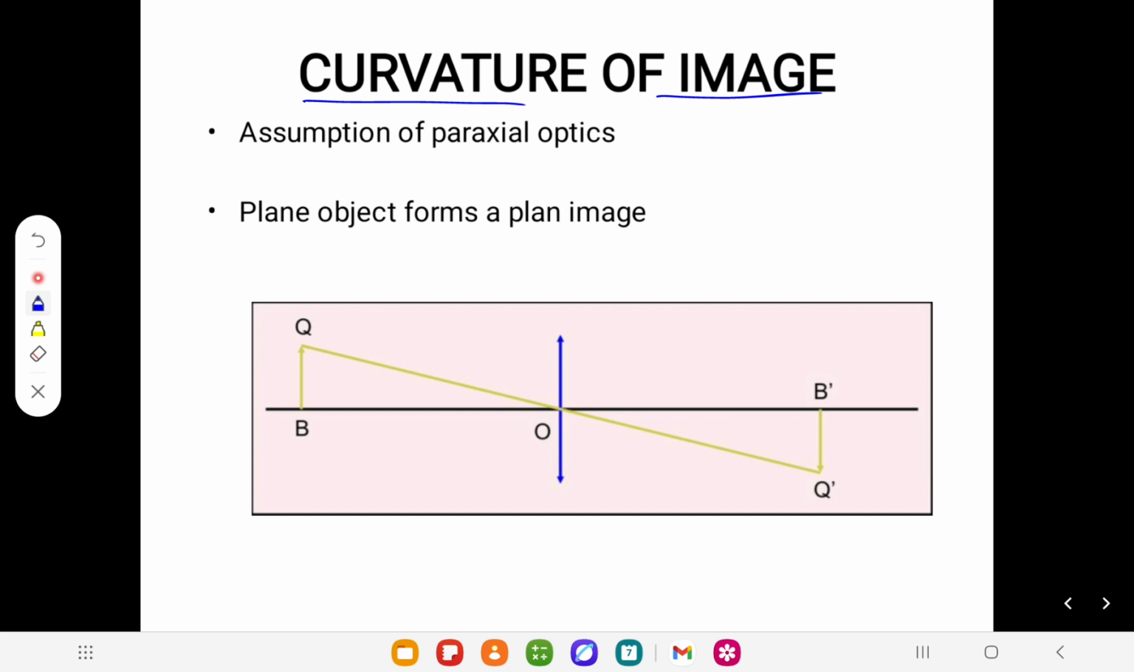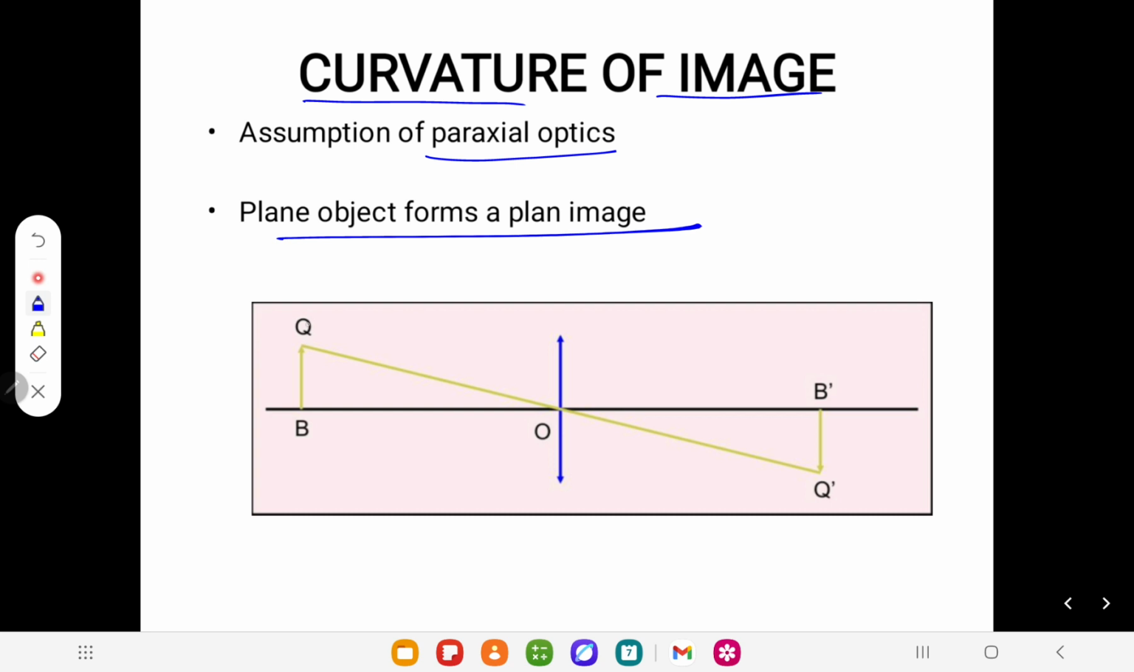If curvature of image is to be taken into account, then we have to take into account the field aberration, not a point aberration. So it must be in a wide field. Assume the paraxial optics and plane object image.